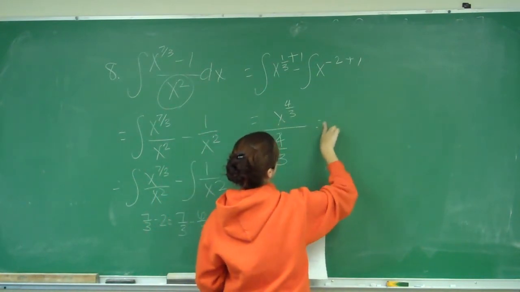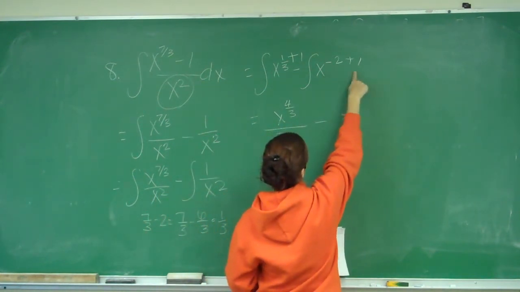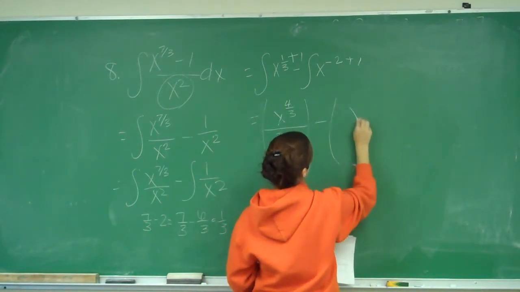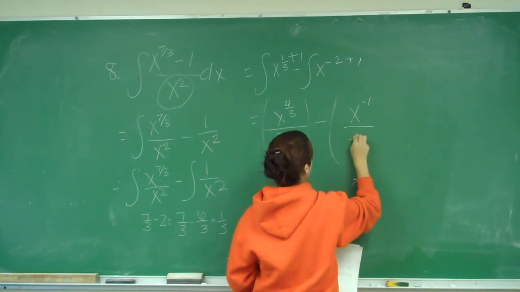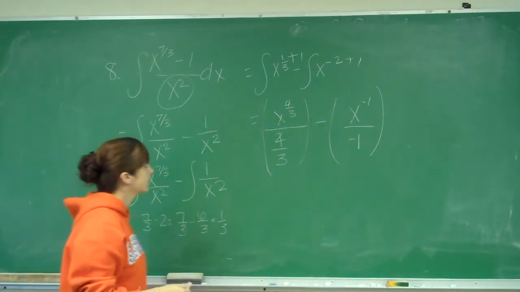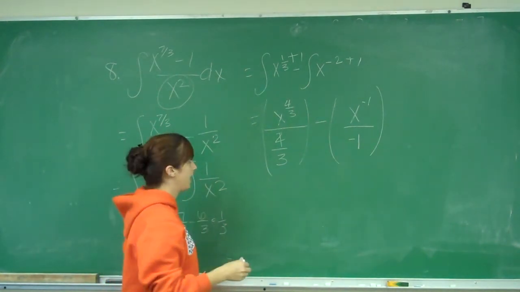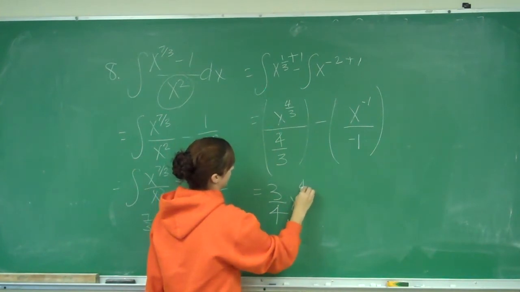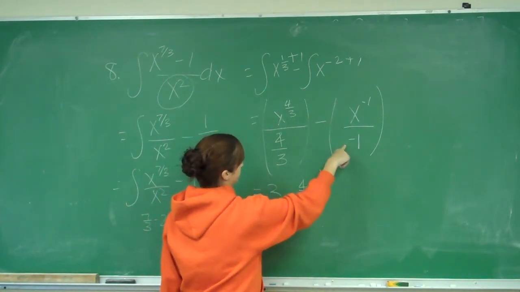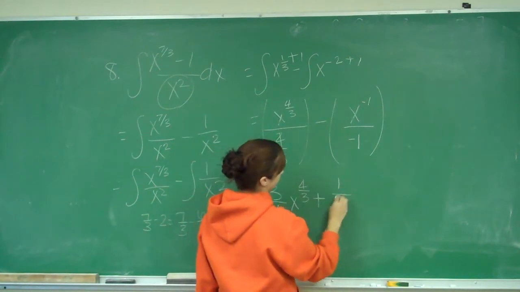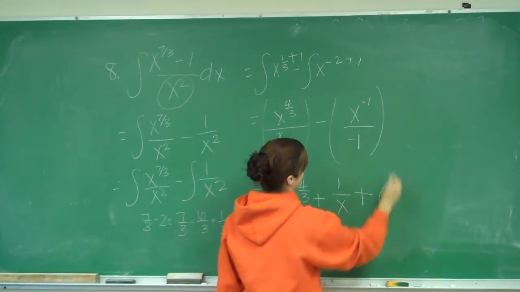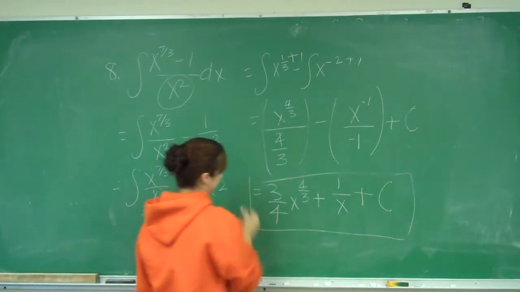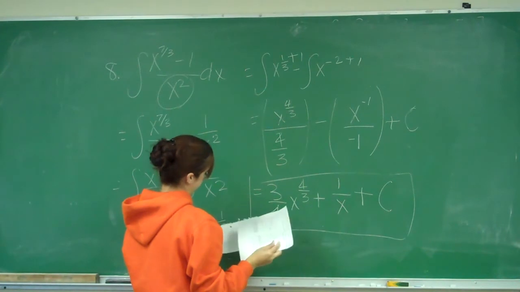And then here, I'm sorry, it's minus, and I'll use some parentheses. When I add 1 to the exponent of -2, I get -1, so I get x to the -1 divided by -1. Okay? So I add 1 to the exponent, then divide. So this is 3/4 x to the 4/3, and then this becomes a plus 1 over x, and then I always have to add my constant. That's your final answer, and I believe that is choice D.